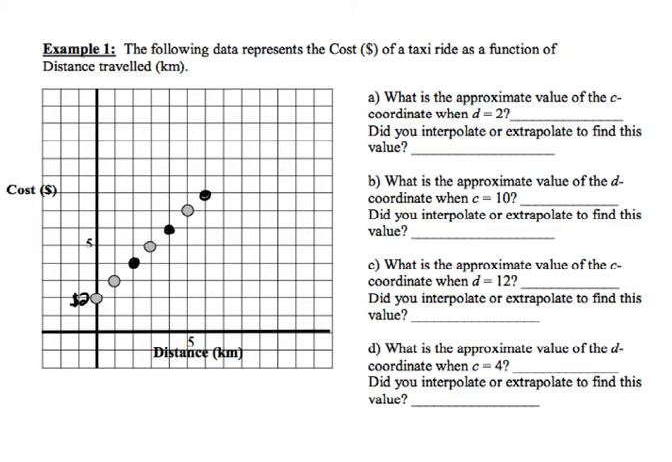Let me erase that one. Okay, so it says, what's the approximate value of the C coordinate when D is equal to 2? Okay, so D is equal to 2 right here. Again, I go up. That's within the data that is given to us. So actually this is interpolation because it's within the data that's given to us. And it will cost us $2, $3, $4. Okay, so 2 kilometers, $4.